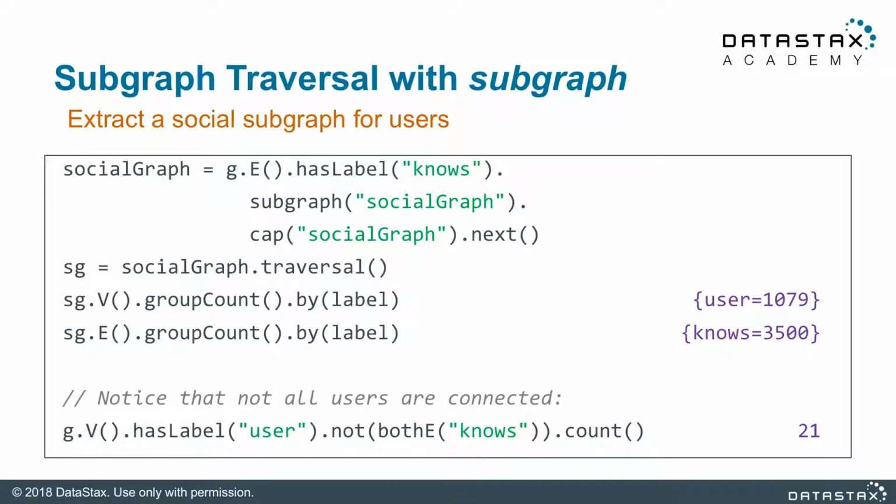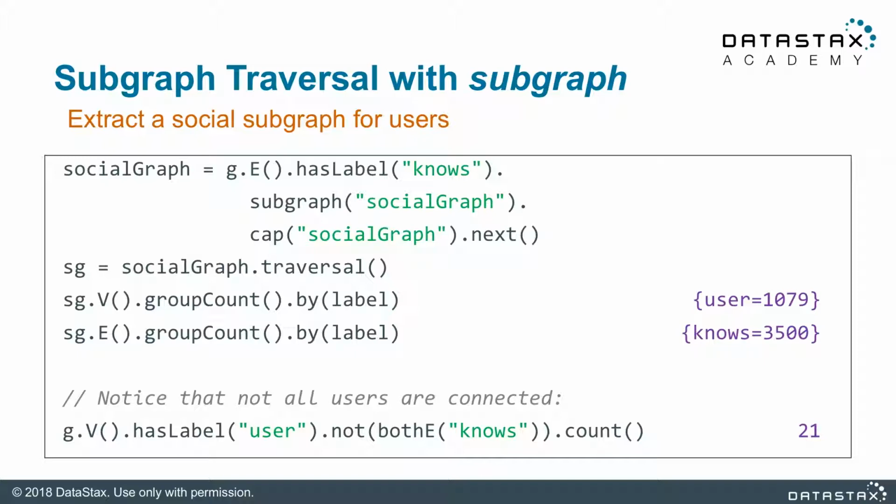In this first example, let's extract the complete social graph of all killer video users in our example data. This graph will be the users who know other users. In the traversal, we begin with our graph and we look at all of its edges, and then only those edges which have the label knows. We know from our schema that those edges will be connecting our users. Then we ask for the subgraph and we give it the label socialGraph.